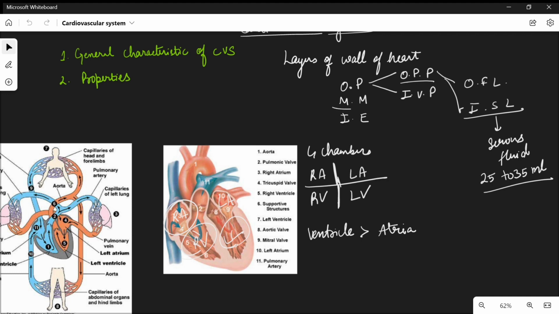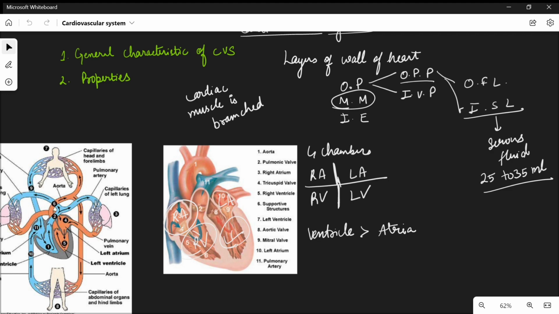Moving to the next layer, that is middle myocardium. We all know heart is made up of cardiac muscle, and cardiac muscle and skeletal muscle are similar. So how can we differentiate between skeletal and cardiac muscle? The best way to differentiate is that skeletal muscle is not branched, and cardiac muscle is branched. So cardiac muscle is branched and skeletal muscle is not branched.